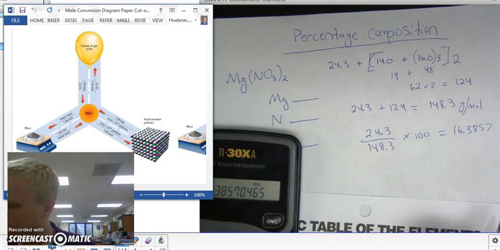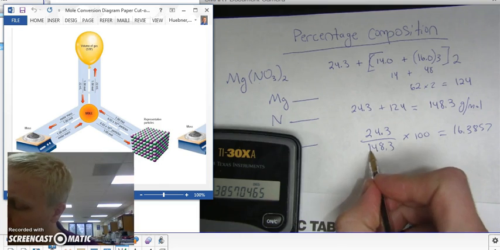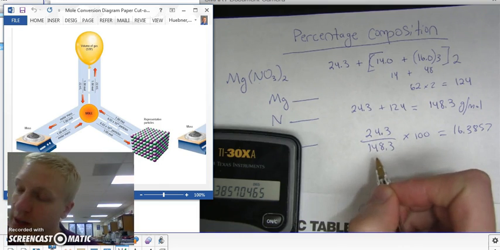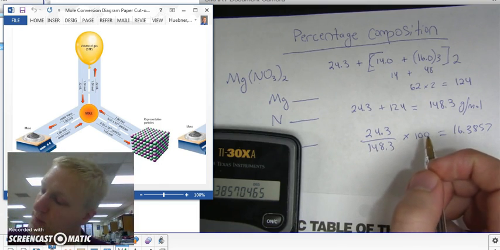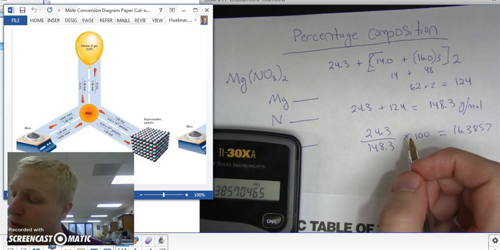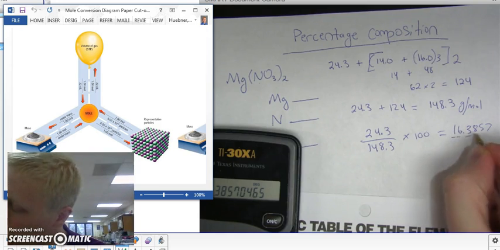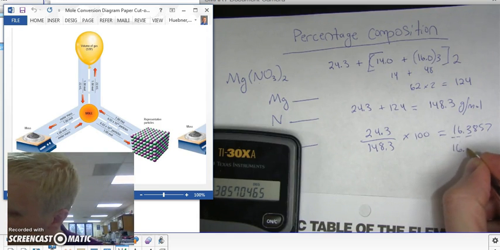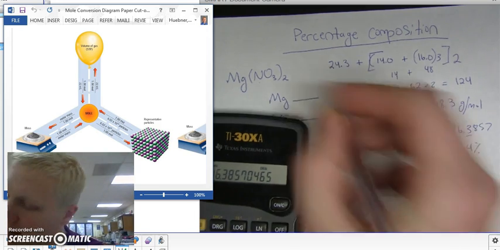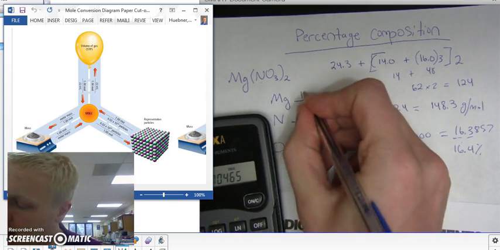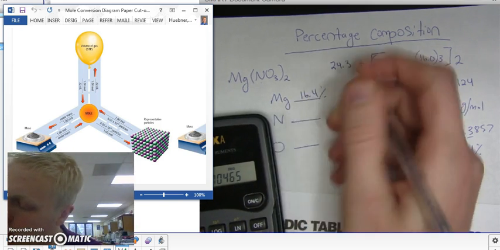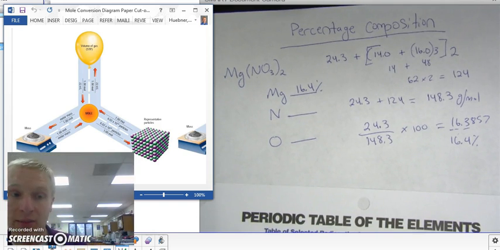3857. What do I round to? Sig fig rounding. I've got 1, 2, 3, 4, and 1, 2, 3. Since it's multiplication and division, I need to round to the least amount of sig figs, which is 3 sig figs. So 1, 2, 3. I actually have 16.4%. So I'm going to write that right here. 16.4% is my percent composition of magnesium.